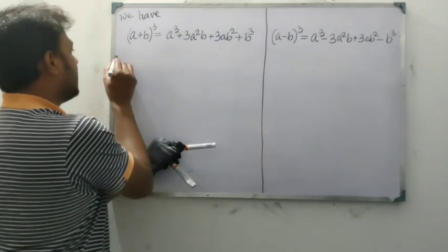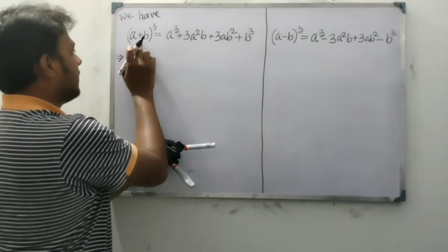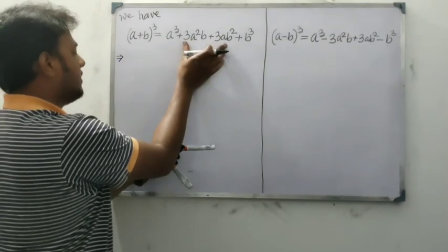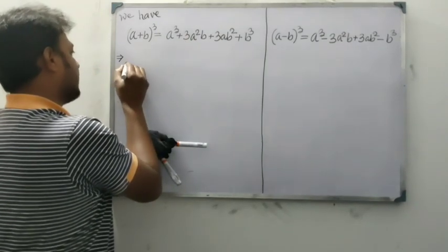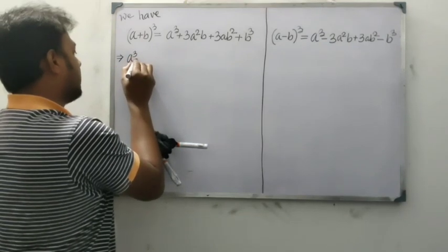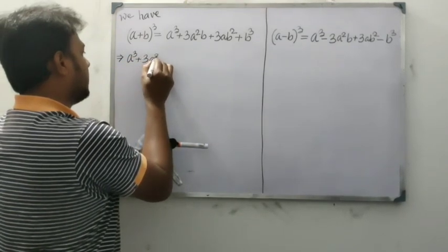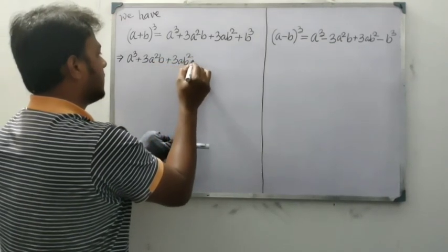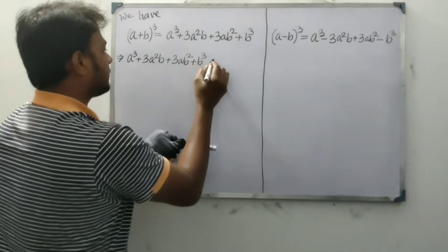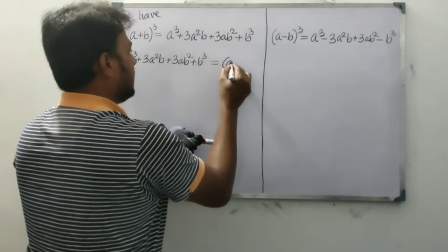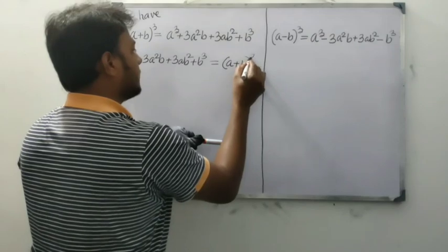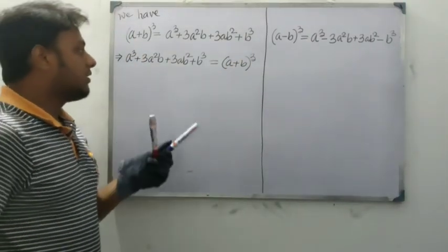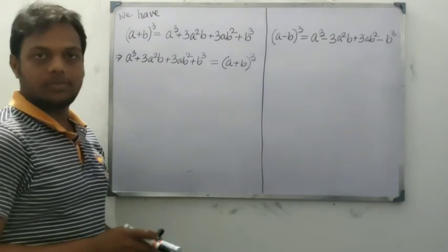That is, I am considering the left hand side into right hand side and right hand side to left hand side. So if we write this term in right hand side, then it will be a³ + 3a²b + 3ab² + b³ = (a + b)³. Understood? Now we are going to simplify from this line. We are going to simplify for a³ + b³.